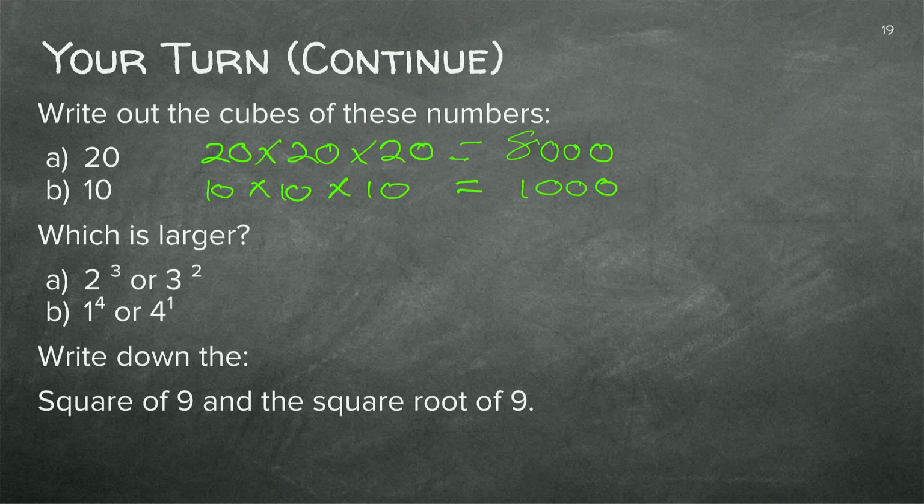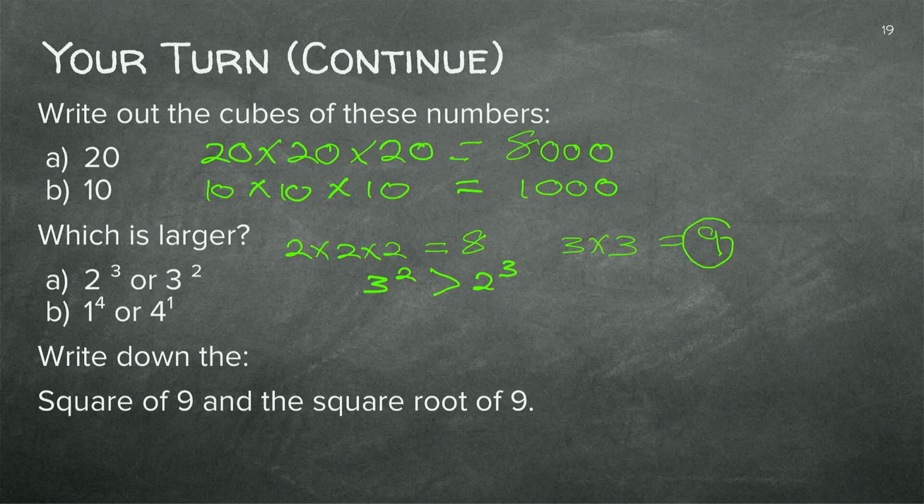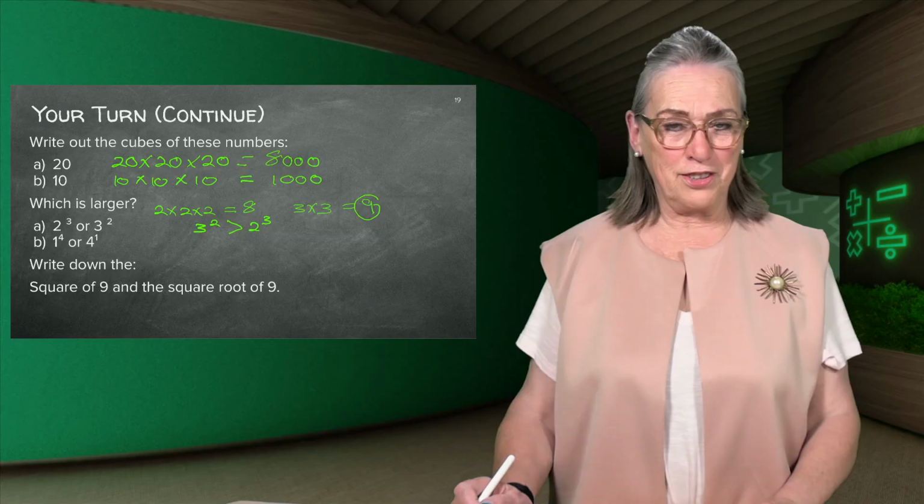Okay. Now they ask us, which is larger? Oh, we've done the example, so this is easy now, okay? So which is larger? 2 to the power of 3. So we're going to say 2 times 2 times 2 equals, 2 times 2 is 4, times 2 is 8, or 3 to the power of 2, 3 times 3 equals 9. So which one is larger? 3 to the power of 2 is larger than 2 to the power of 3. Well done if you got that correct.